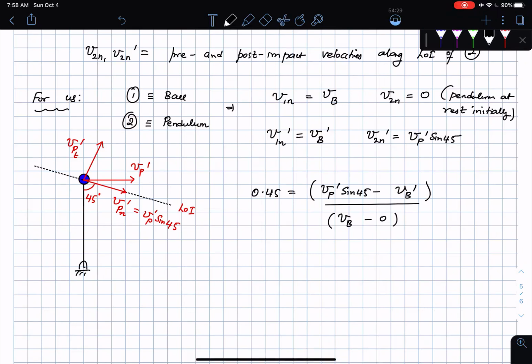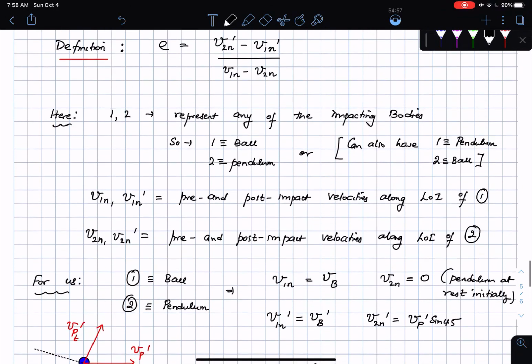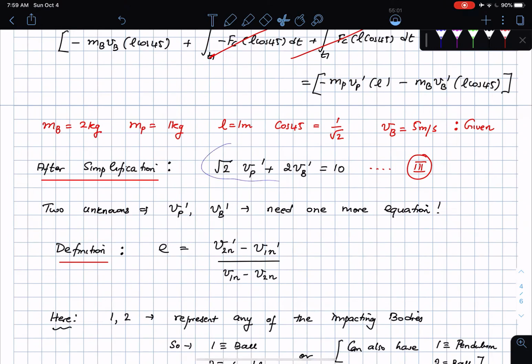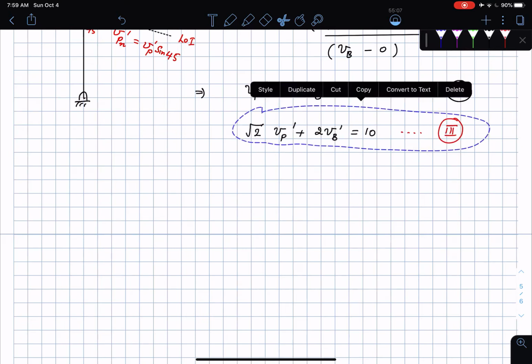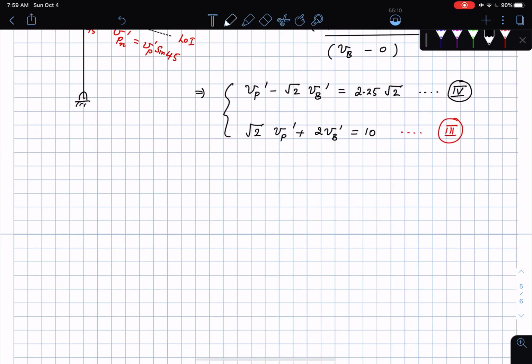If I rearrange, after doing the rearrangement I get VP prime minus root 2 VB prime equal to 2.25 times root 2. That's typically what I get after the simplifications have been done. This is equation 4. So I now have the second equation required to solve the problem. 2 equations, 2 unknowns. I bring the other one, which was equation 3, copy that and paste it here. So with 2 equations and 2 unknowns we can solve.